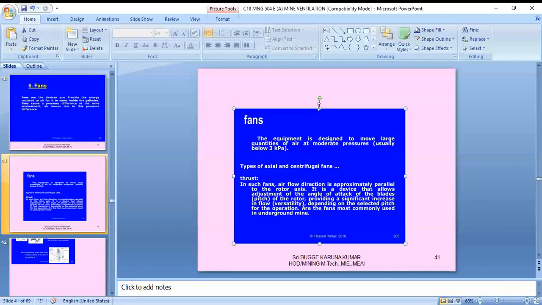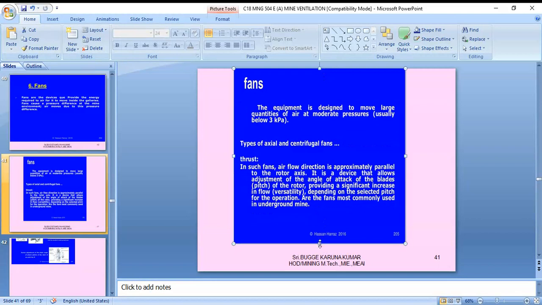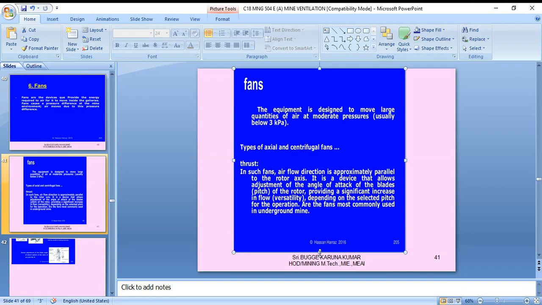This is also the equipment. The equipment is designed to move a large quantity of air at a moderate pressure, usually below 3 kilopascals. In such axial fans, the airflow direction is approximately parallel to the rotor axis. It is a device that allows adjustment of the angle of attack of the blades, or pitch of the rotor, providing a significant increase in the flow depending on the selected pitch for operations. These are the fans most commonly used in underground mines.